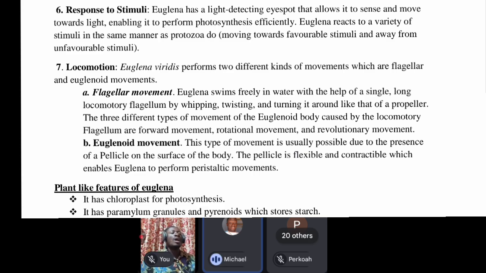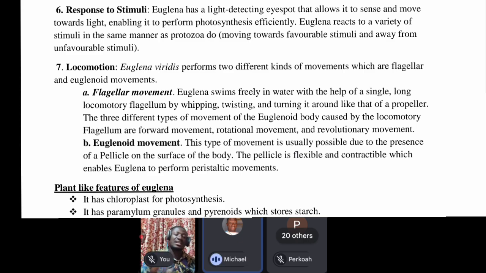So Euglena reacts to a variety of stimuli in the same manner as protozoa do. So they move towards the favorable. If it is heat or chemicals, they move away. When it is food, something that they want, they move close to it. As a human, you try to respond to favorable stimuli. The unfavorable ones, you respond by moving away or trying to eliminate them from your environment. That is how they do it.